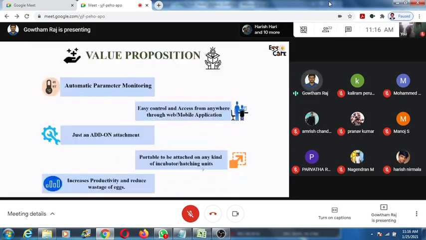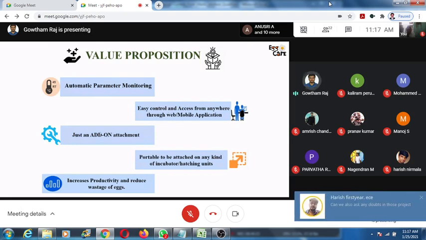After buying the product, the value propositions given to the customers are that they can monitor the parameters automatically, with easy control and access from anywhere. If they are not present near the incubator, they can monitor the incubation process and the data through the mobile and web application anywhere, and even for future reference. For example, if he plotted a slot in January, even in December he can view the slots, the entire report, at that instant.